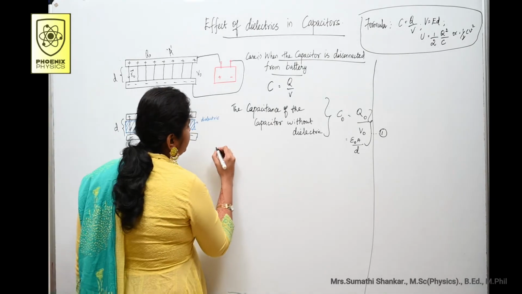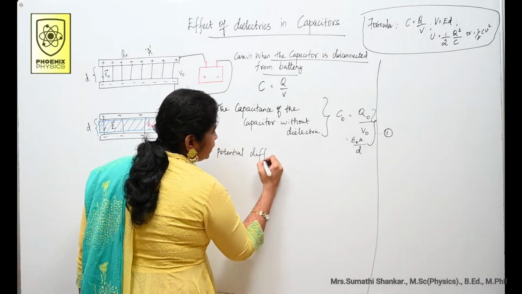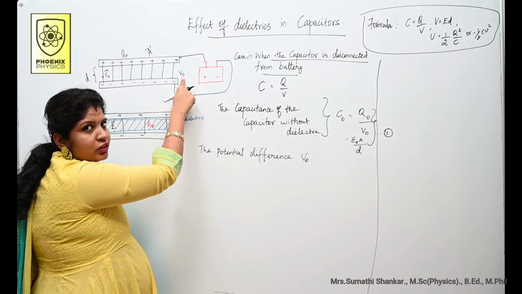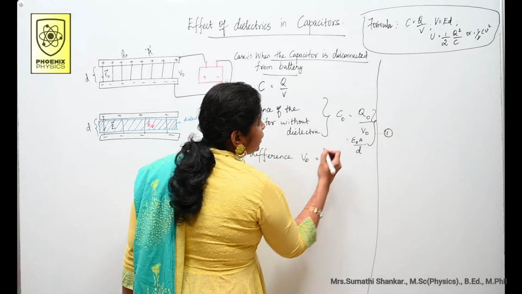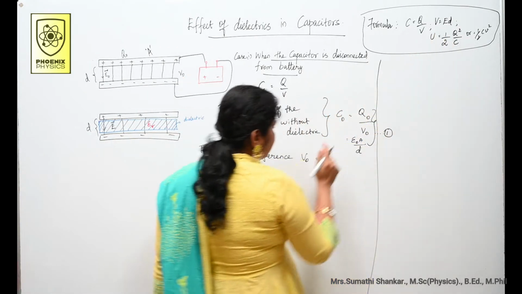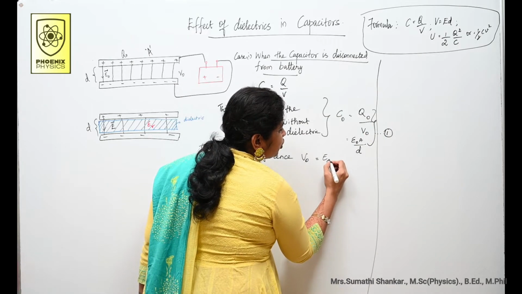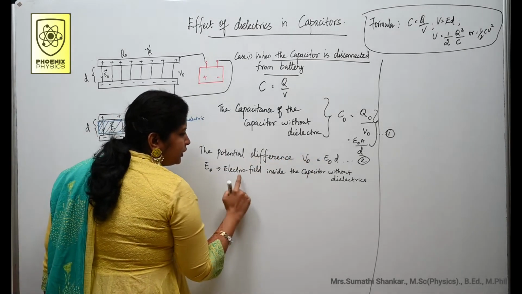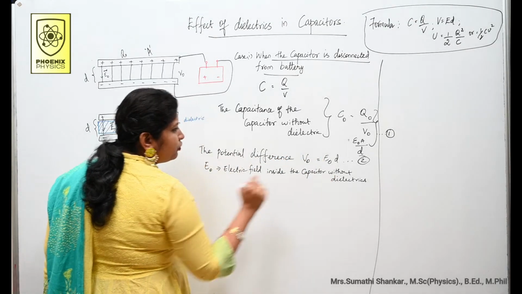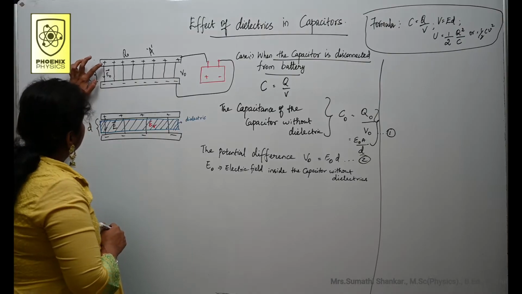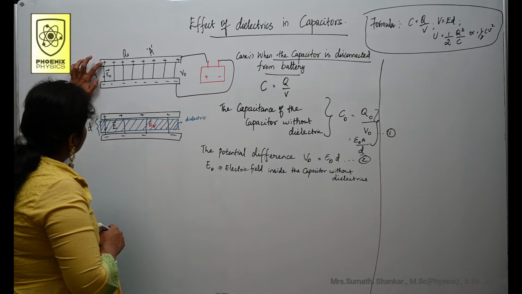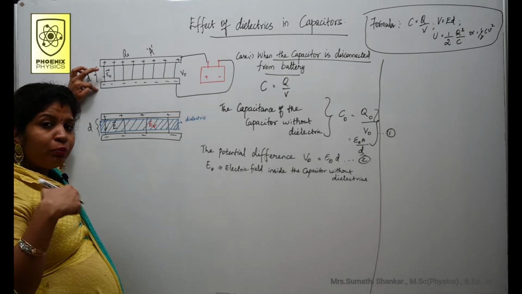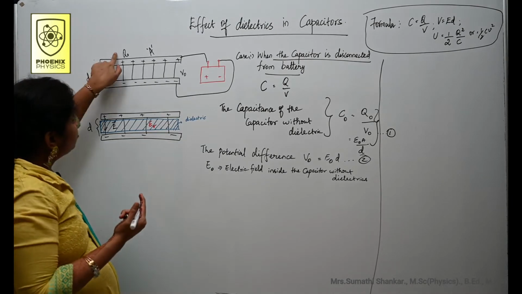Next, I am going to find the potential difference denoted by the letter V0, because the initial potential difference is V0 here. So what is V? V means E into D. Here V0 means you can write E0 into D. Say this is equation 2. So E0 is nothing but the electric field inside the capacitor without dielectric. Here the electric field lines start from positive charge to negative charge. So there will be more lines if there is more charge.